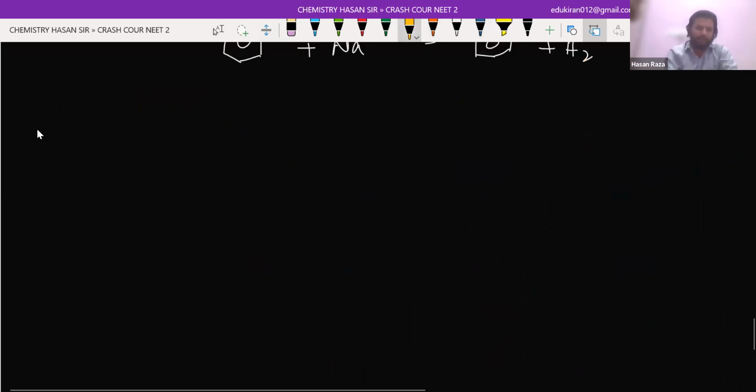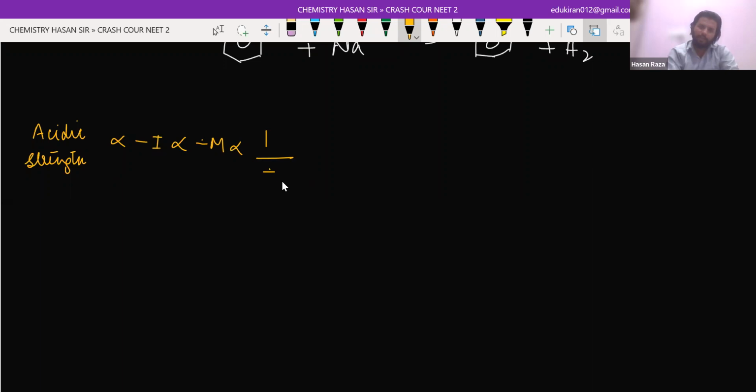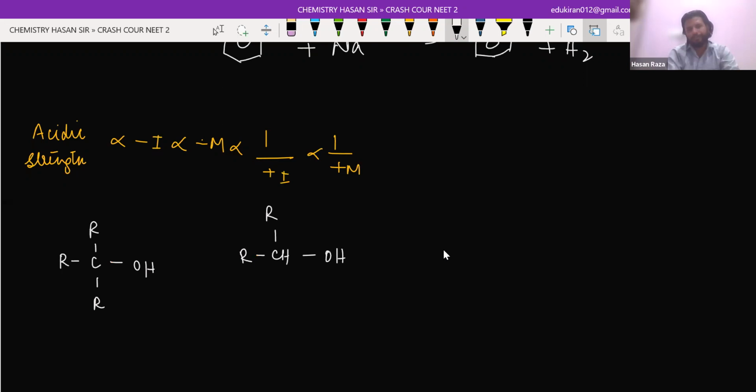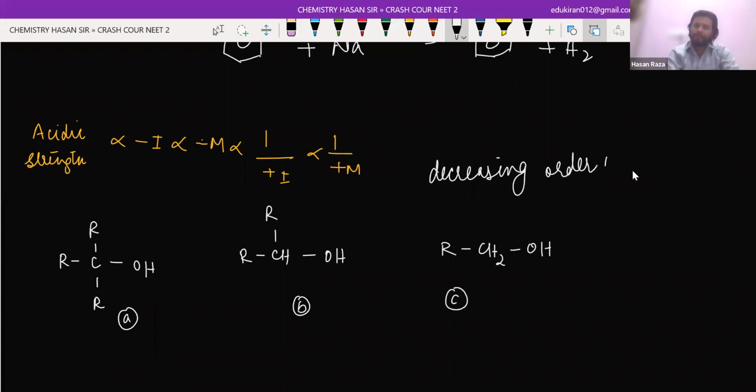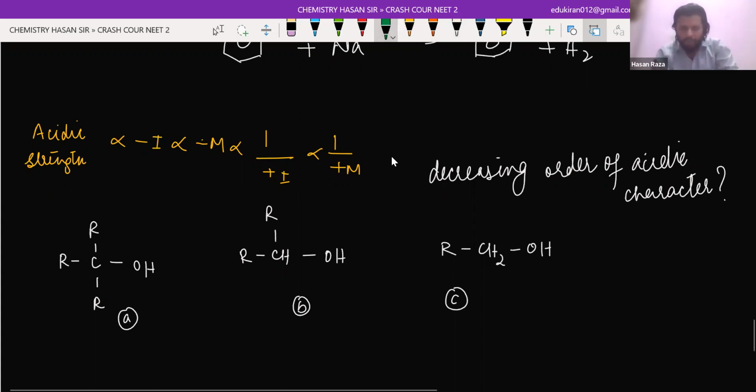Now see, as you know, acidic strength is directly proportional to minus I, directly proportional to minus M, inversely proportional to plus I, and inversely proportional to plus M. So I'm going to give you a very easy question. This is your tertiary alcohol, this is your secondary alcohol, and this is your primary alcohol. Arrange them in decreasing order of acidic character. What do you think? Which one will be the most acidic?